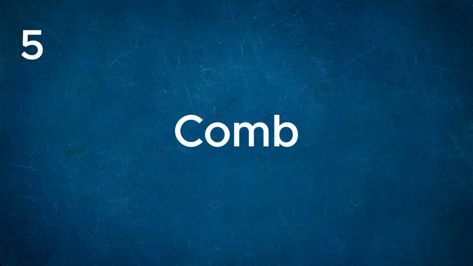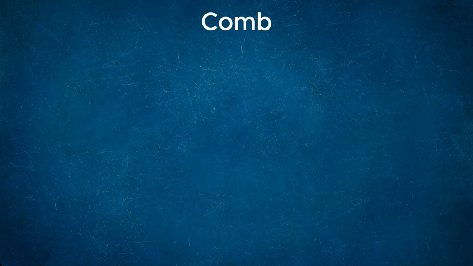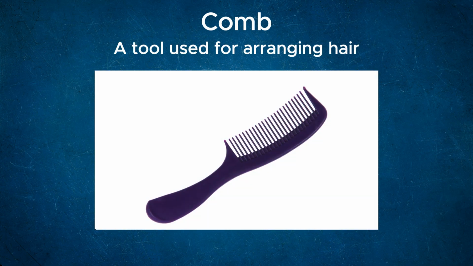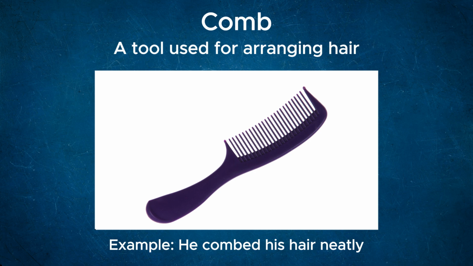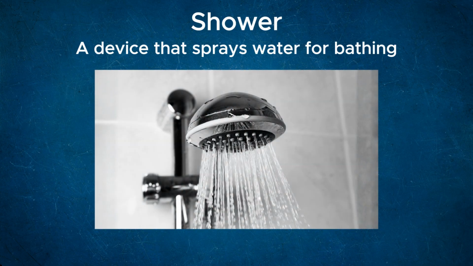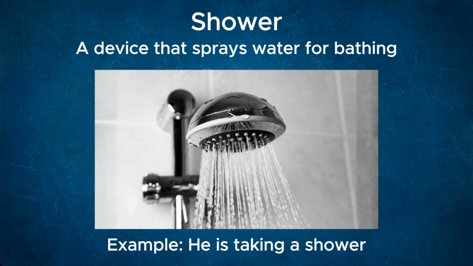Comb. A tool used for arranging hair. Example: he combed his hair neatly. Shower. A device that sprays water for bathing. Example: he is taking a shower.